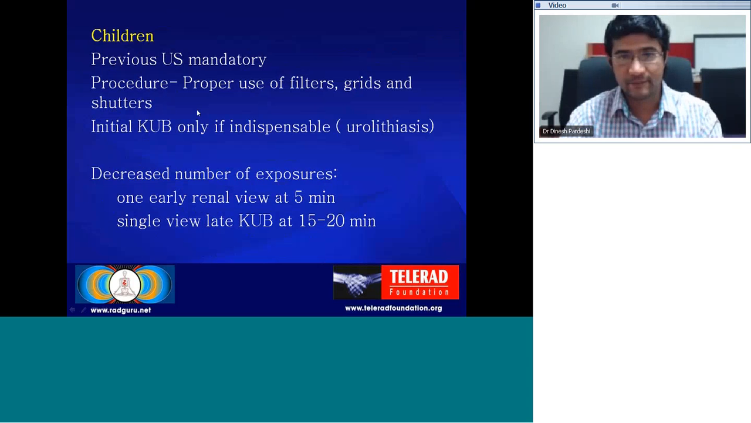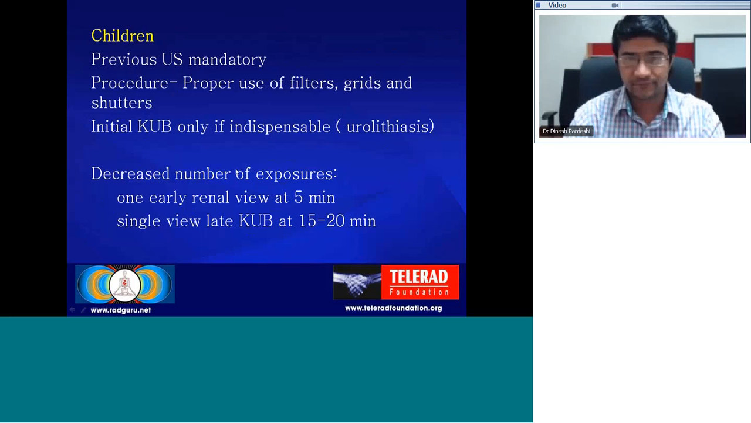In this patient, of course, use filters, grids, and shutters to minimize the area of exposure and to minimize the radiation dose to the patient. Initial KUB usually is not needed. Plain film is usually not needed in children unless calculi are the suspected pathology. Otherwise, in other pathologies, plain KUB is usually not needed.